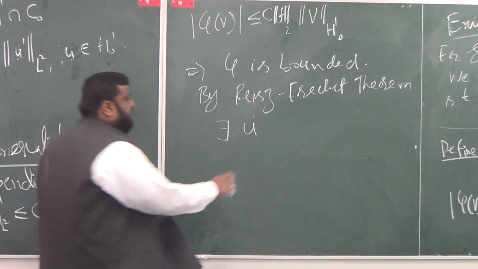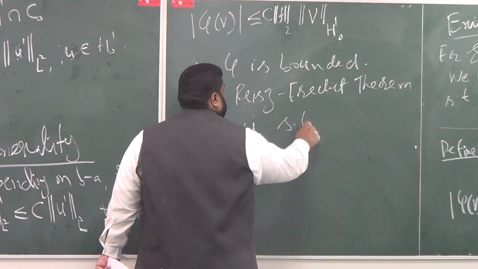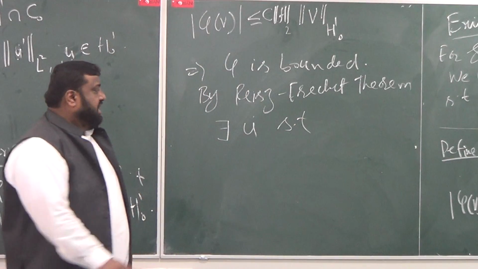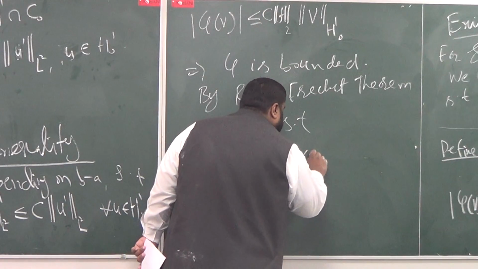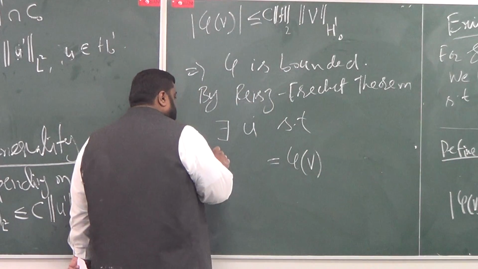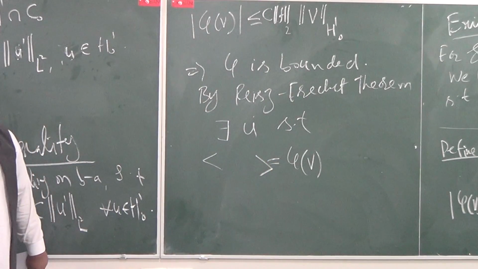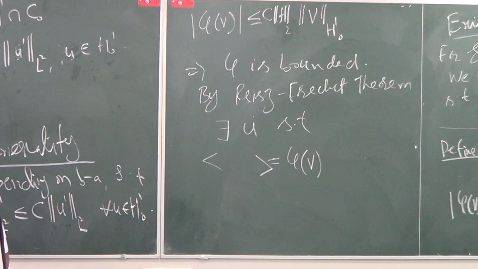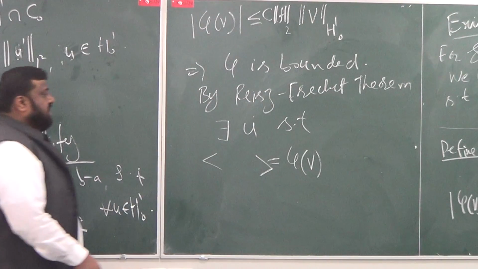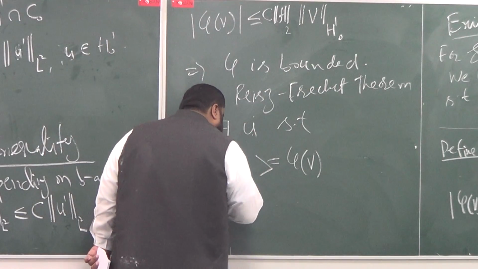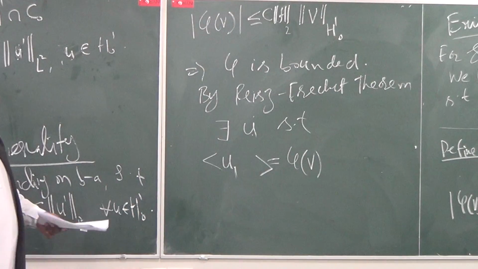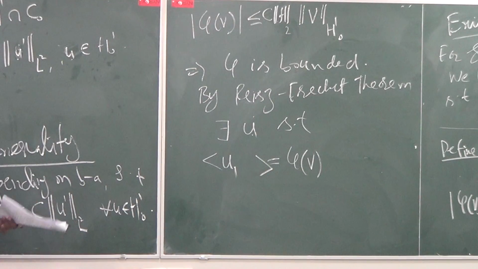Okay, such that this phi of V can be written as a duality. What's that? The inner product of what? Of this U inner product V, inner product with V.